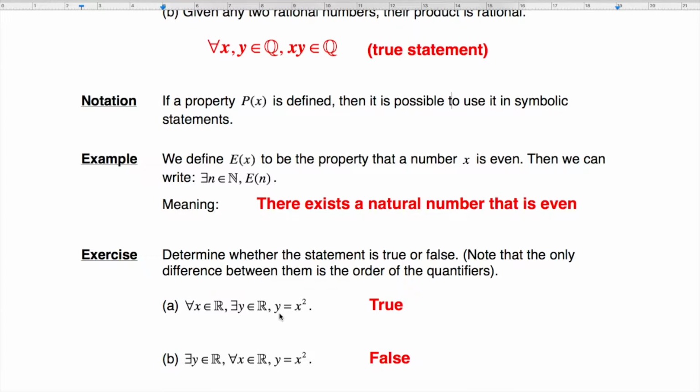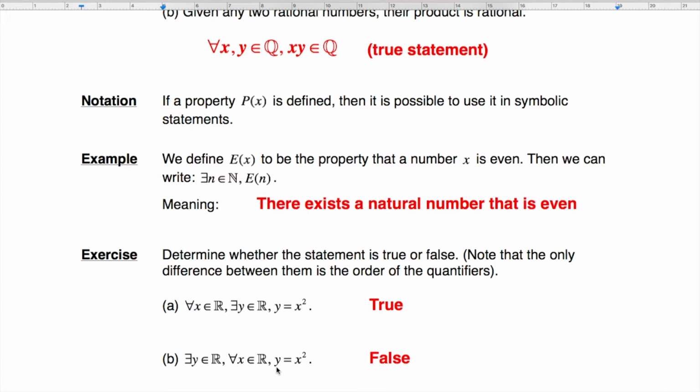If I write the quantifiers in the other order, it means something completely different. Here, it means that there exists a number y such that for all x's in R, y equals x squared. And that is really false. If we think of a number, I'm going to pretend y exists, but of course it doesn't. I'm going to say y equals 9. Then for all x's, any x I choose, x squared equals 9.